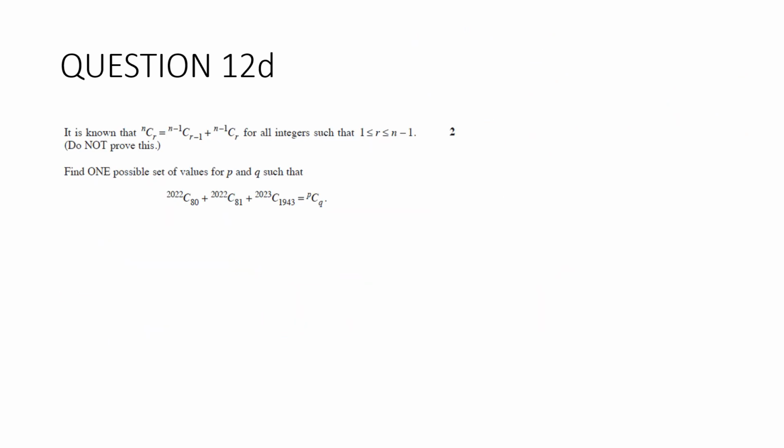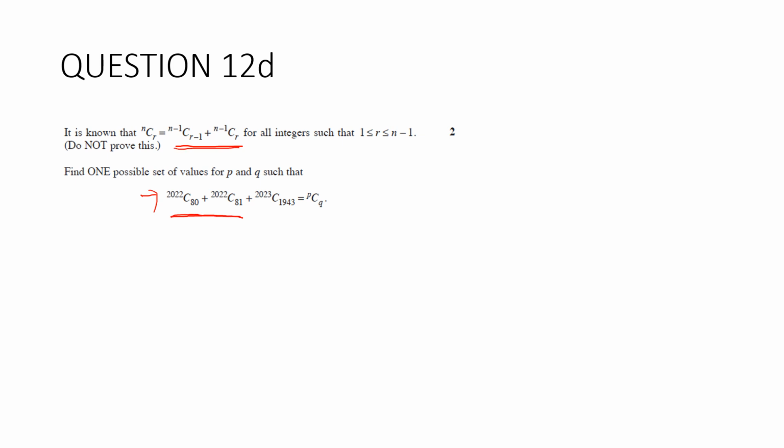12d. It is known that nCr is equal to (n minus 1)C(r minus 1) plus (n minus 1)Cr for all integers such that 1 is less than or equal to r is less than or equal to n minus 1. Find one possible set of values for p and q such that this is true. Okay, I can see a possible way to use this identity in these first two.